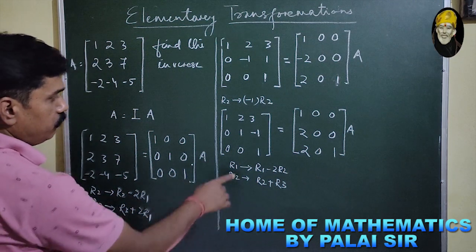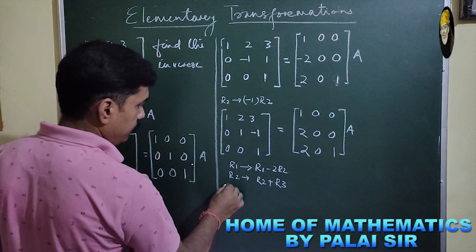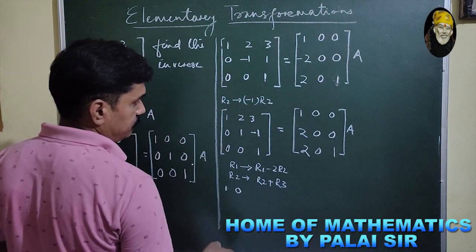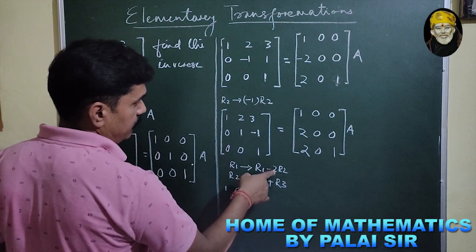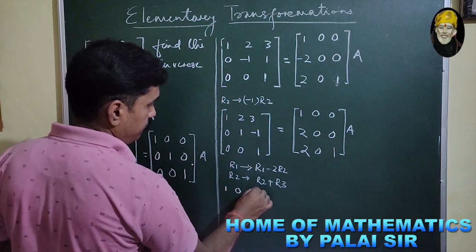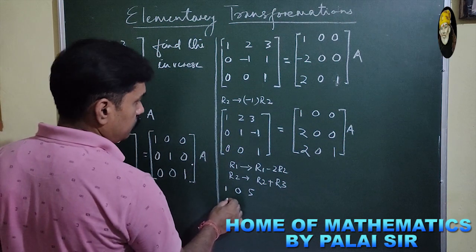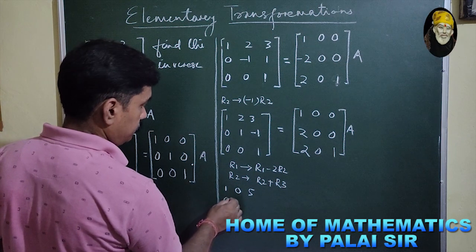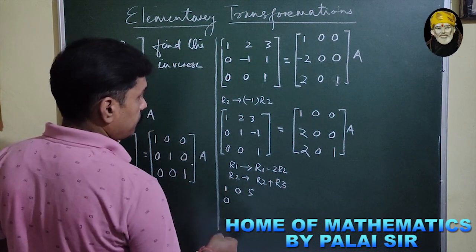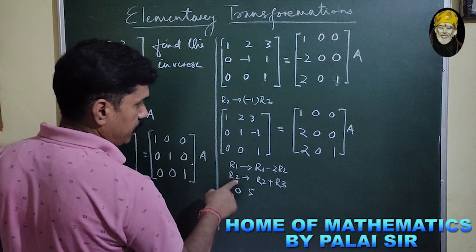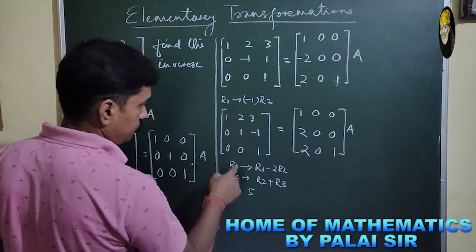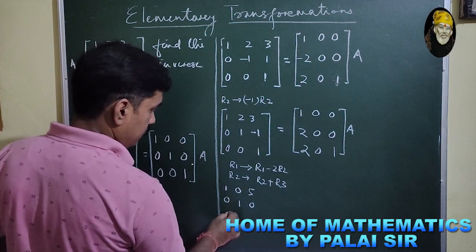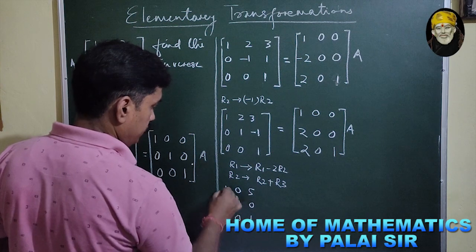So in place of R1, you multiply here 2. So it will be 1, 2 minus 2, you are getting 0. And here it is what? 3 minus 2, it will be 3 plus 2, 5. And here you will find this is your 0. And here in place of R2 you are going to write R2 plus R3. So it will be what? 0. 1 plus 0, that is 1. And here minus 1 plus 1, this you are getting 0. And this is 0, 0, 1.